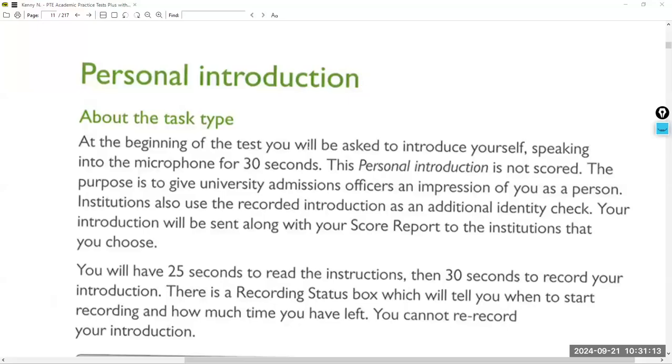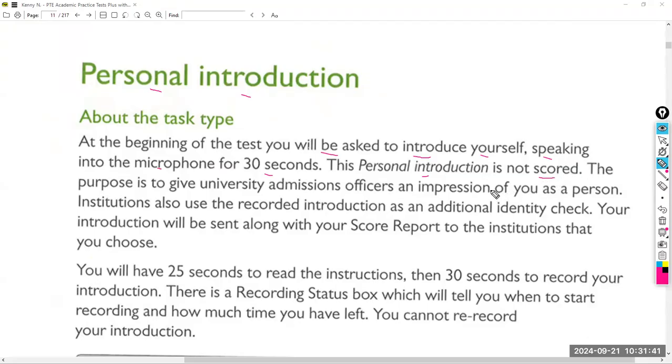Okay. So I think now we have to start talking about the first module, or let me say the first task, which is about personal introduction. Now, about this task, at the beginning of the test, you will be asked to introduce yourself, speaking into the microphone for 30 seconds. Now, this personal introduction is not scored, but absolutely it is important for what?